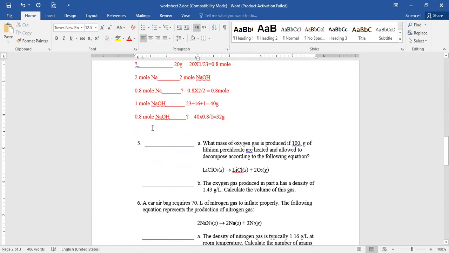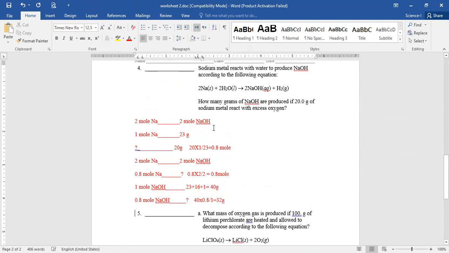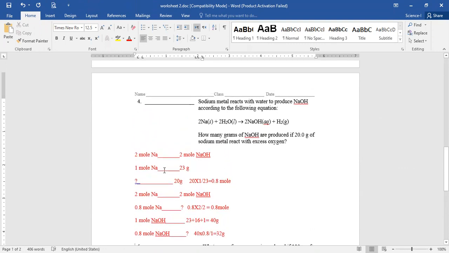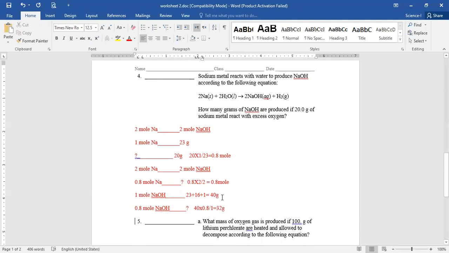So if you find any problem where we give you a certain mass to find the mass of an unknown substance, in that case you must convert the mass into moles, then find the mole ratio, then return again the mole into mass one more time.